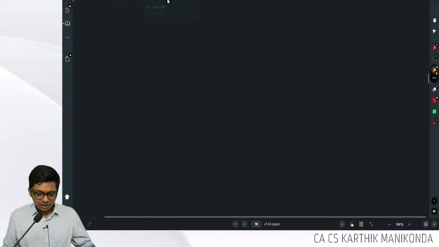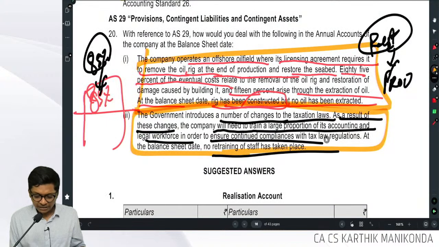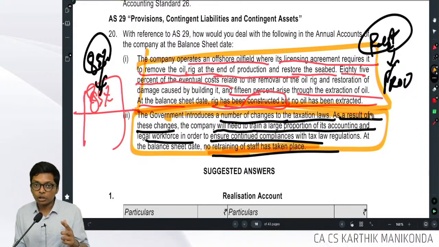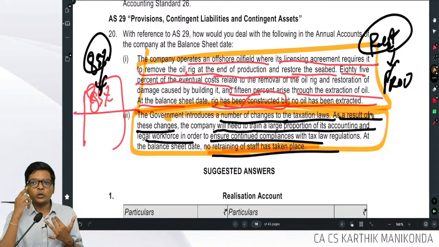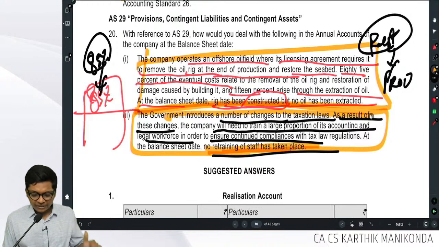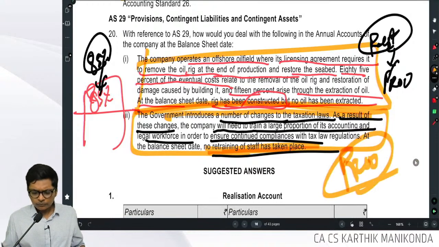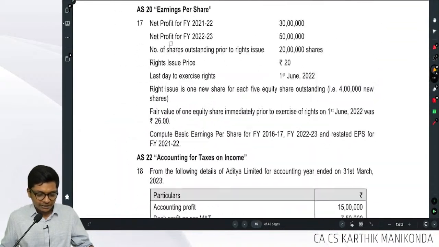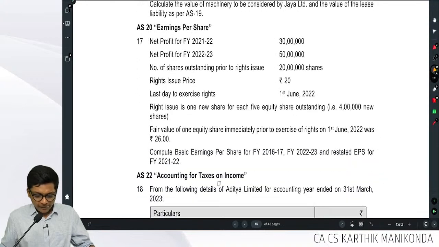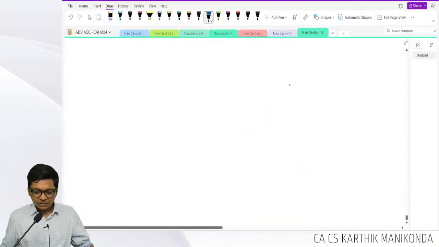For the government staff training, no training has taken place, but the government introduced a law, so we have to train. There is going to be a future outflow. There is going to be a liability. I'm definitely going to incur it. So I will create a provision for that. With this, RTP November 23 comes to an end, subject to AS 20, 19 and 22. Let me first discuss these concepts limited for our exam.